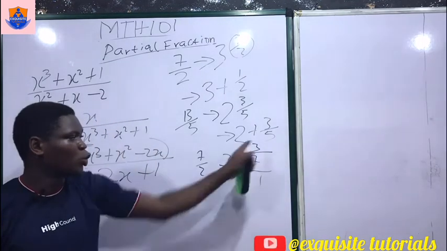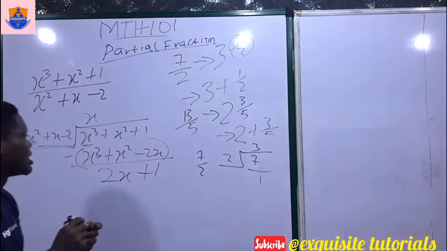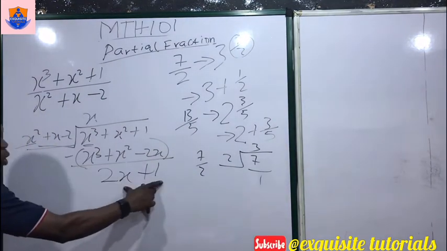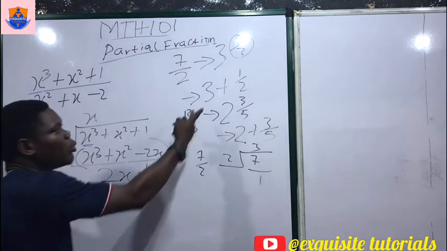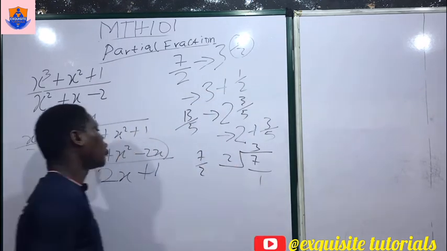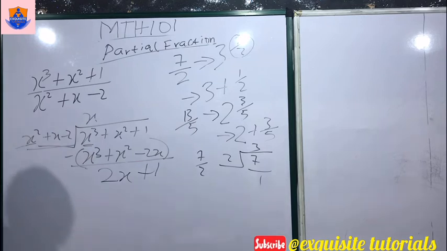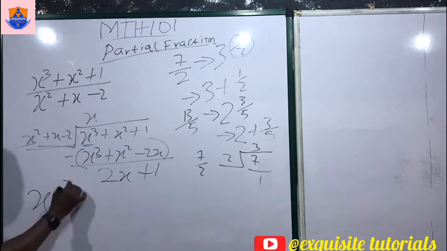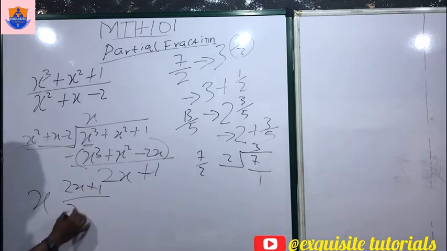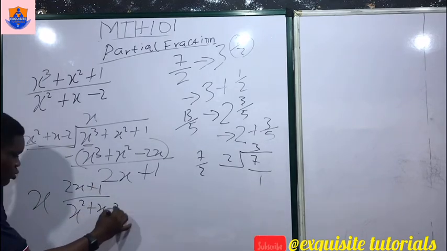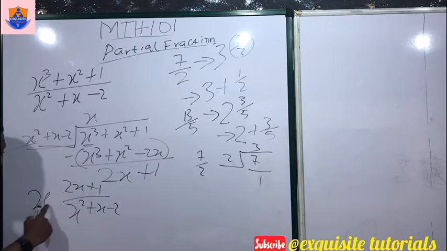So you say 3 whole number, 1 over 2. That is how you do x whole number, 1 over 2. Or you simply put 3 plus 1 over 2, or you simply put x plus 2x over this. So we have written this as mixed form, more like x whole number 2x plus 1 over x squared plus x minus 2. Mind you, I am not saying x times this.